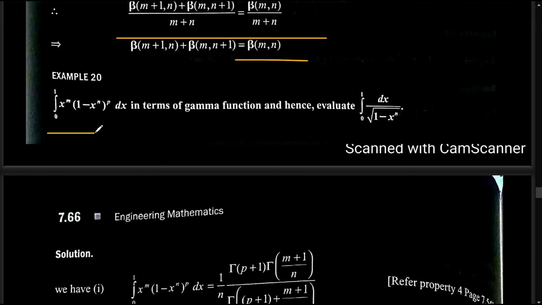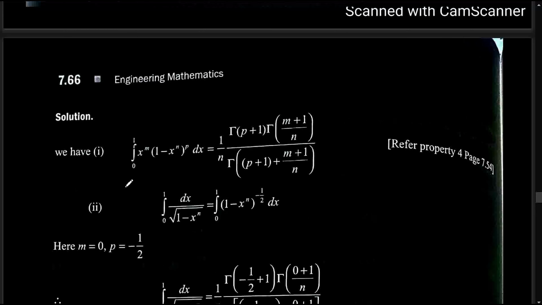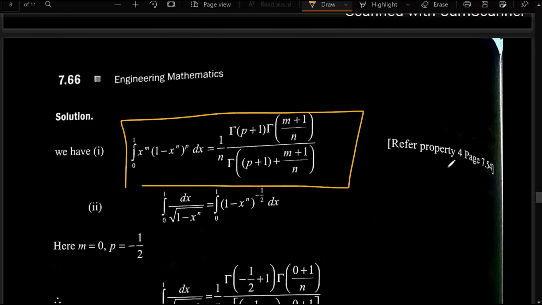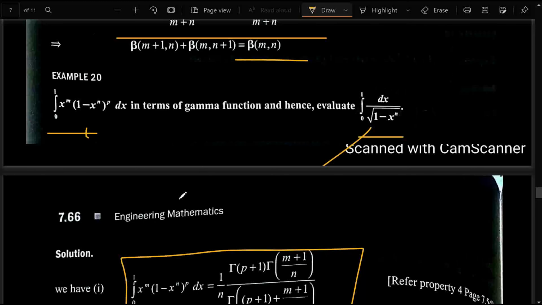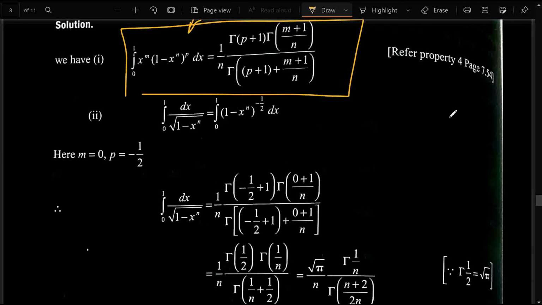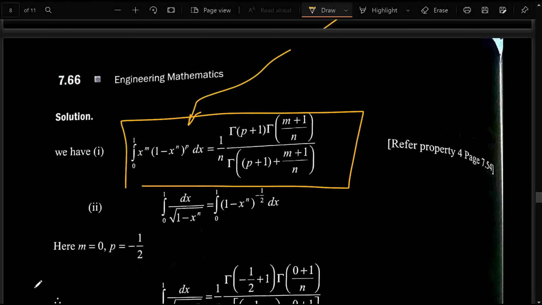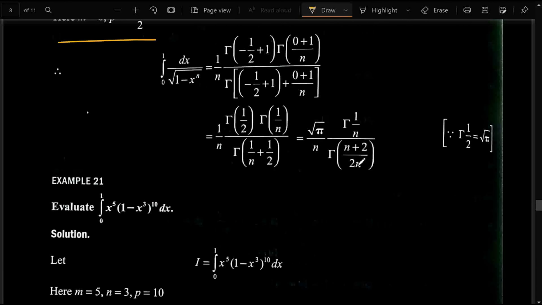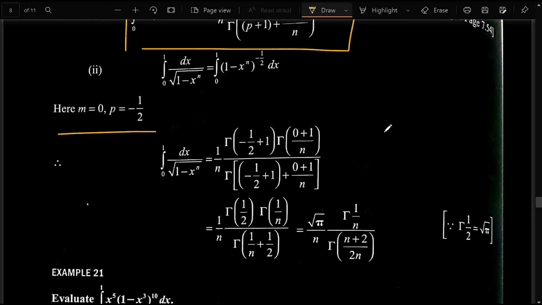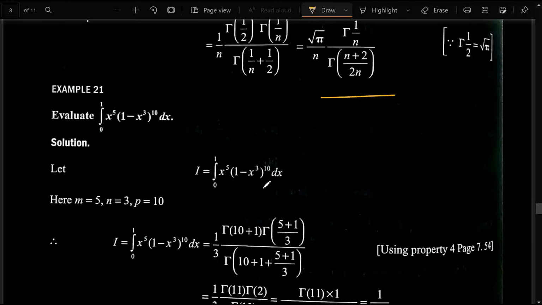And now we have to show this in a gamma function. This is actually a straightforward formula question, and hence evaluate this. We know the formula, this is the formula. In this we have to change this into this form and then substitute the values. If we change this, we get the values of m equal to this, p equal to this. Just by putting it in the formula, with simple simplification, we get the desired result, simple.